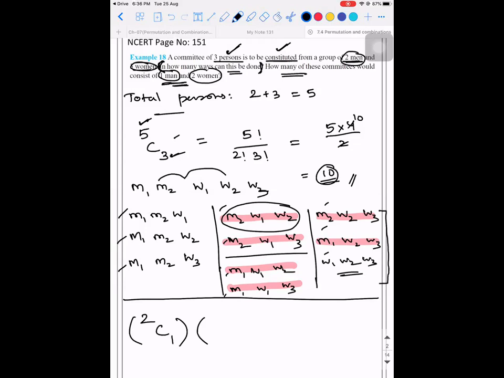And here it is an AND operation, because it should be a subsequent process. And from the available 3 women, how many women will you choose? 2. Did you understand what I did?